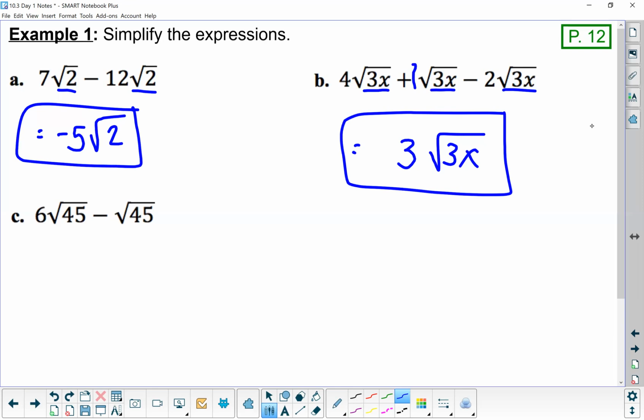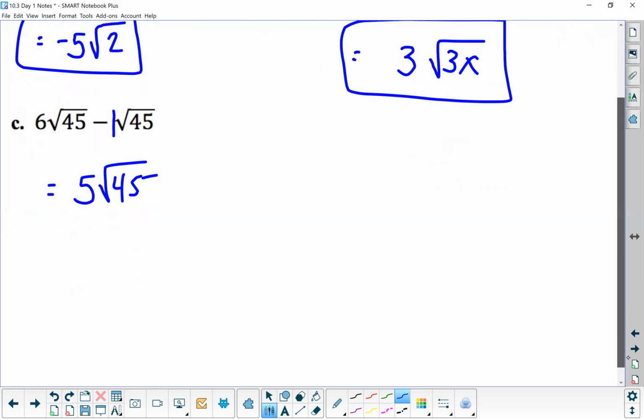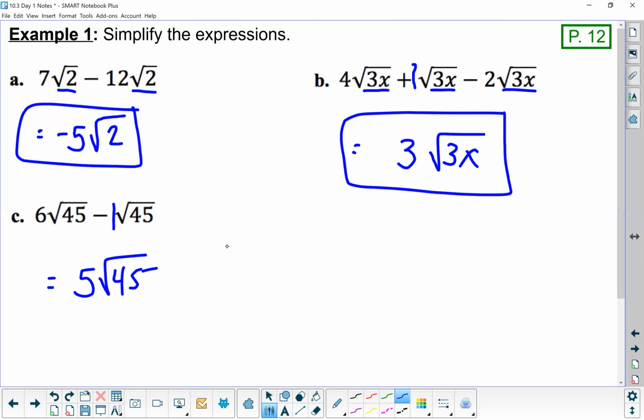Letter C. We have 6 root 45 minus the square root of 45, or minus 1 square root of 45. So we have the square root of 45. We take 6 minus 1, that's 5. Can we simplify the square root of 45? Let's look at this using the factor tree method.